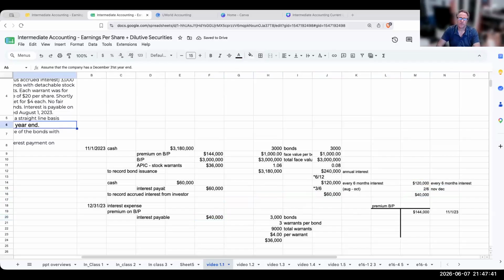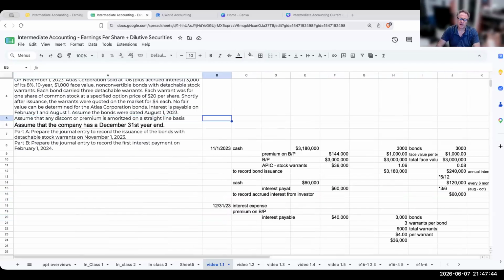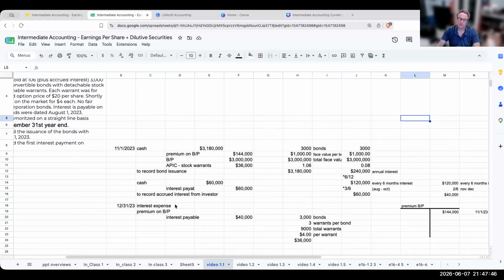Now, when I go through and I'm amortizing a discount or a premium on what we call a straight line basis, what does that mean? Well, over here, I have to take 144,000 and amortize it down to zero. But because the bond was originally dated on 8/1/23, it's going to expire out on 8/31/32.